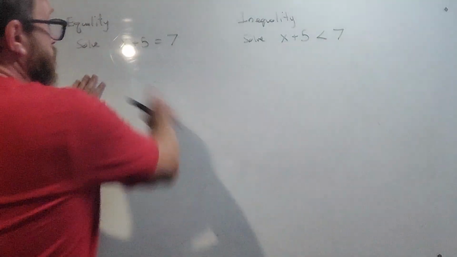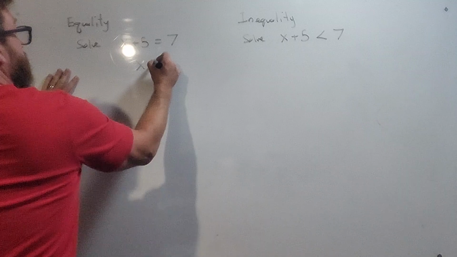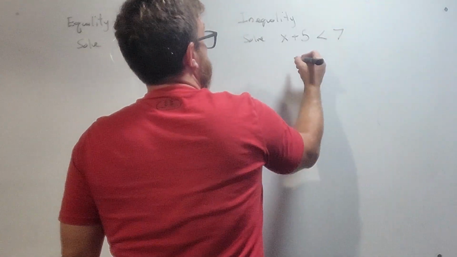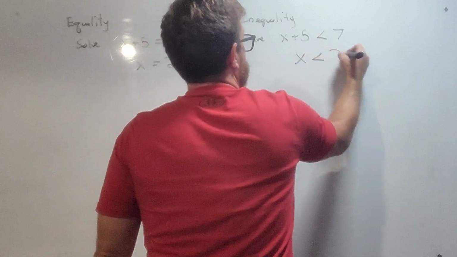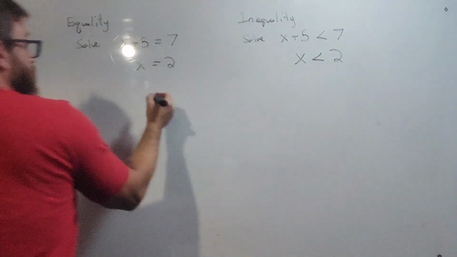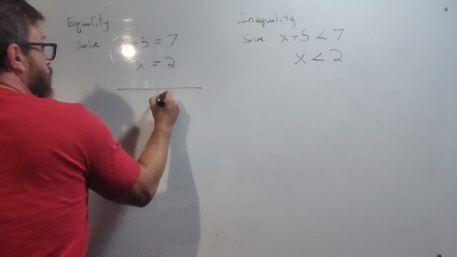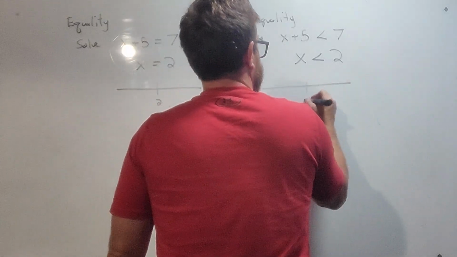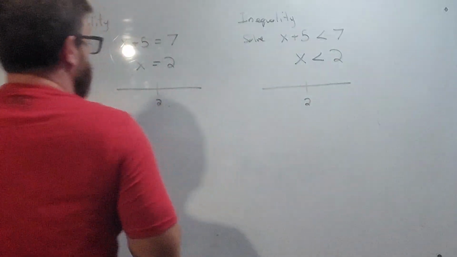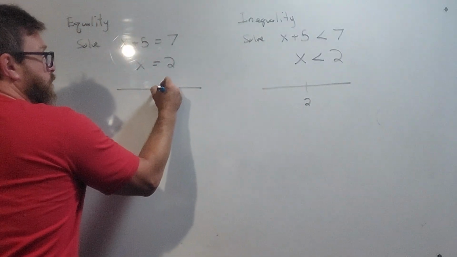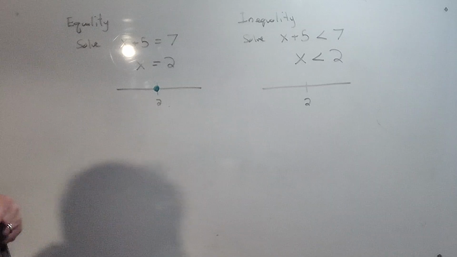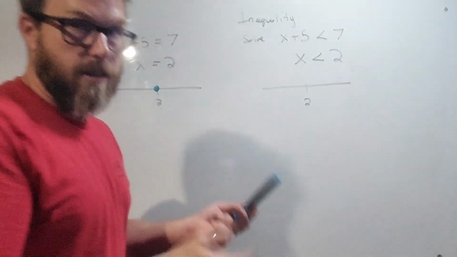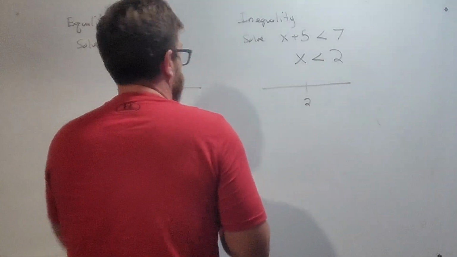So we know that in order to solve this, we subtract 5 on both sides. So x is going to be equal to 2. Similar here, we're going to subtract 5 on both sides. So in this case, x is going to be less than 2. Now if I want to draw this on a number line, 2 being the only important number. Being equal to means you just have a dot here. It's just 2. X equals 2, that's the only solution, as opposed to an inequality which has an infinite amount of solutions. That's a set of solutions that is larger than the singleton.